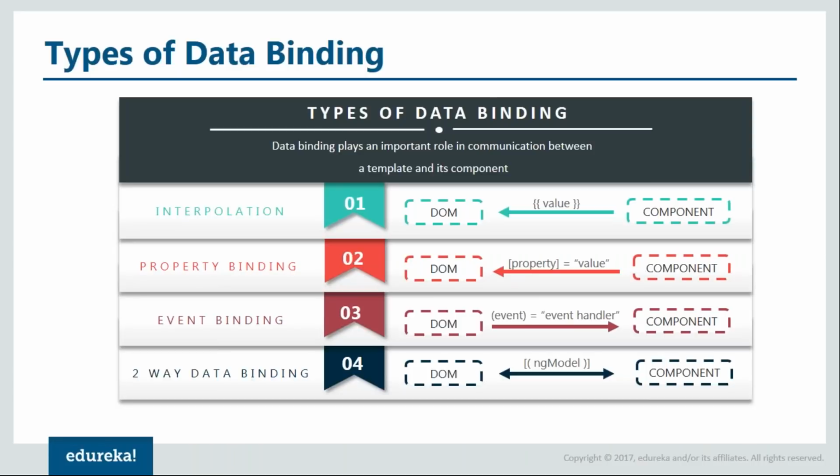So basically in interpolation, the flow is from your component class to your DOM. So any property that you have inside your component, for example, suppose I have 2 properties or 2 variables which has a string value inside my component, and what I want is to display the value of those properties in my template. So for that I can go ahead and use interpolation. So let's go ahead and understand what is interpolation practically.